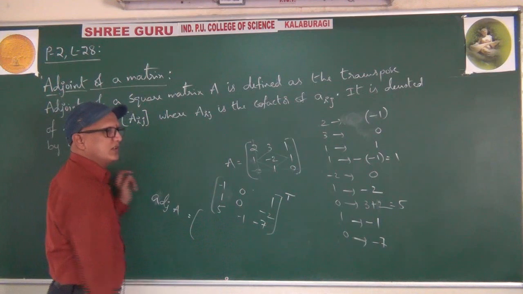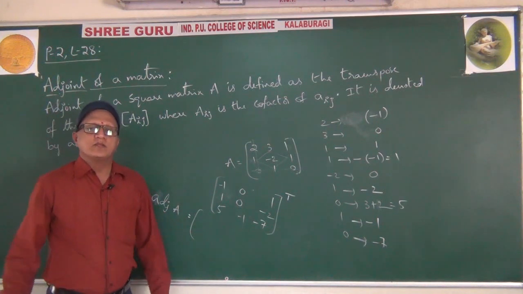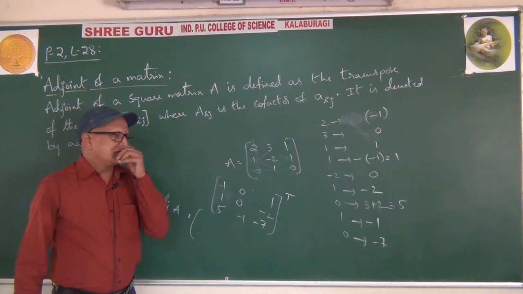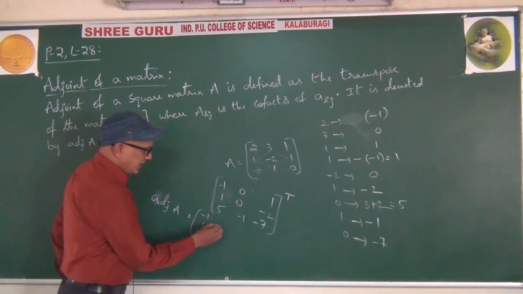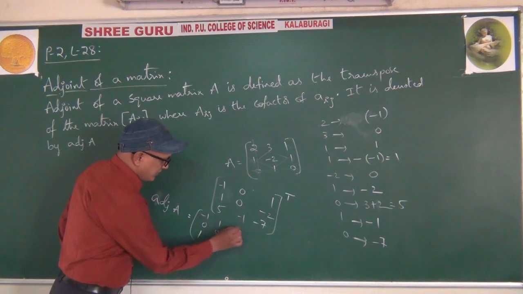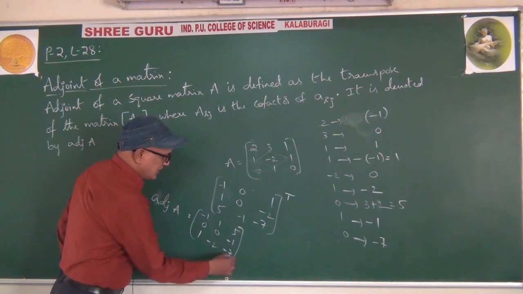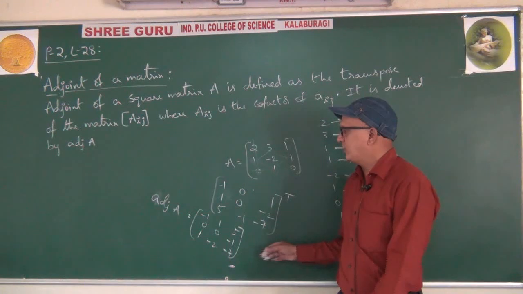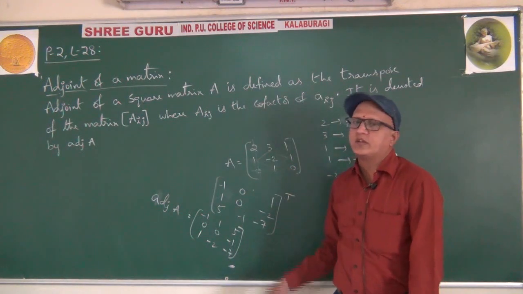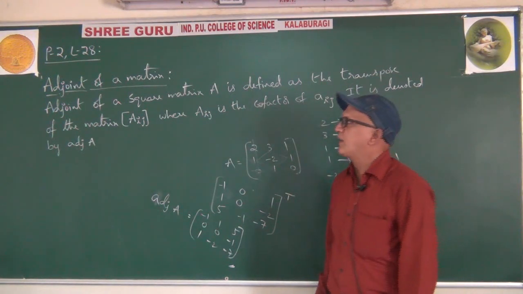How to find the transpose? Did you remember, or forgot? First row becomes first column, second row becomes second column, third row becomes third column. This is adjoint A. Now read the definition, see this one, and you will understand more clearly.